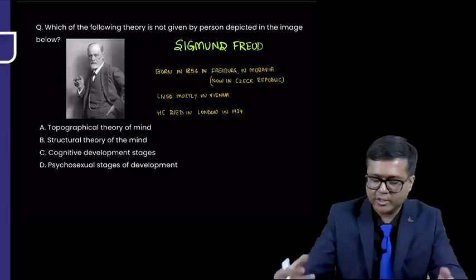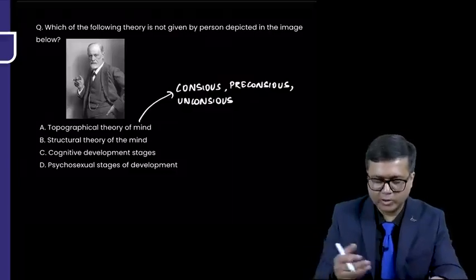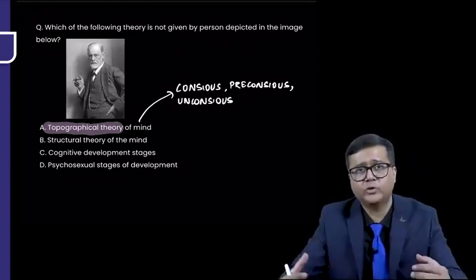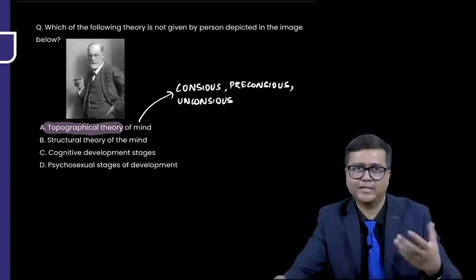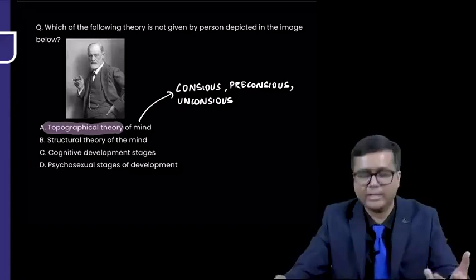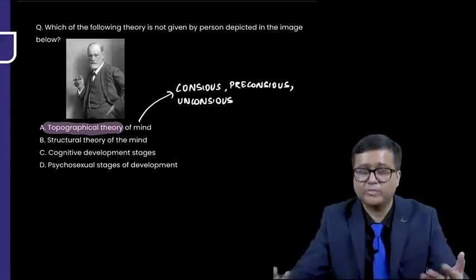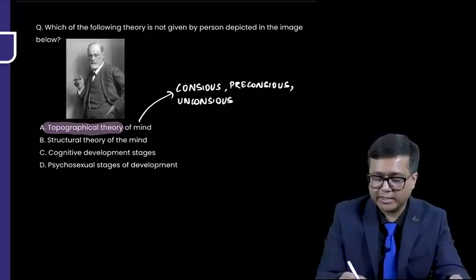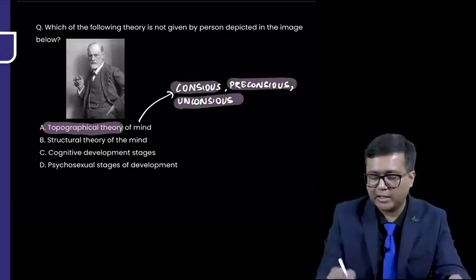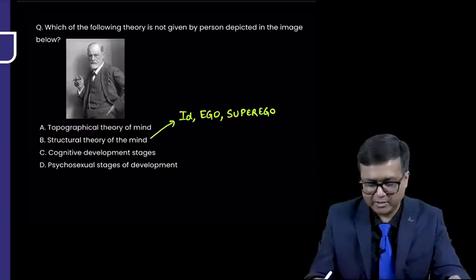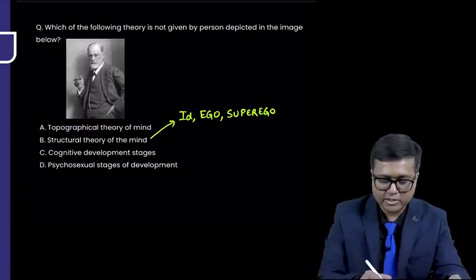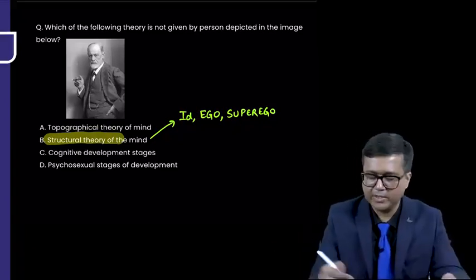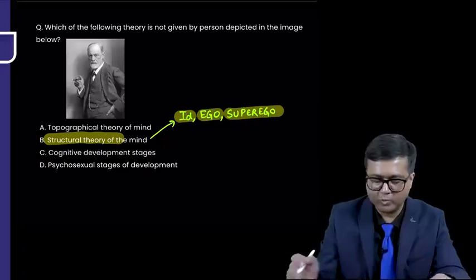Okay, so let us understand. So option A, that is topographical theory of mind, yes, it was given by Freud. He tried to give theories, tried to understand mind. In fact, he is also known as father of psychoanalysis. Now, in the topographical theory of mind, he said that the mind is divided into three parts, that is conscious, pre-conscious, and the unconscious mind. Then he gave another theory which is known as structural theory of mind. Again, he divided the mind into three, which is id, ego, and superego.